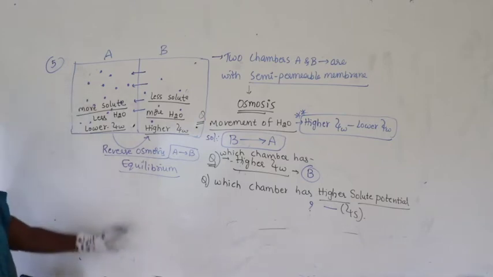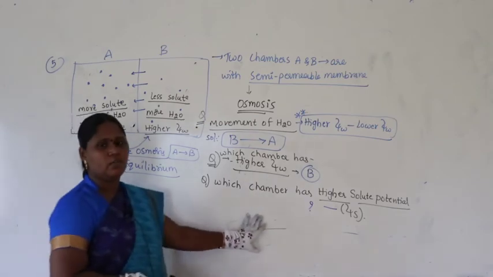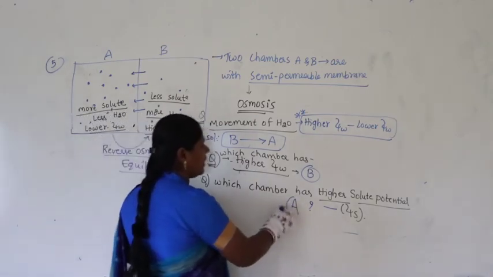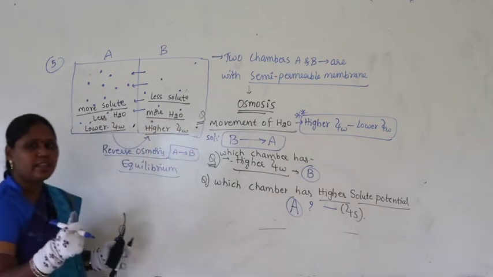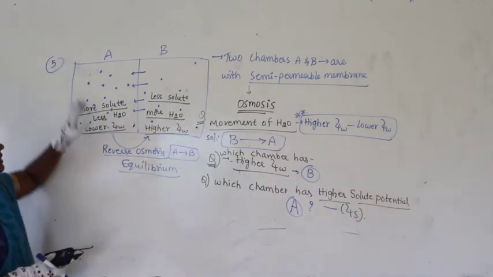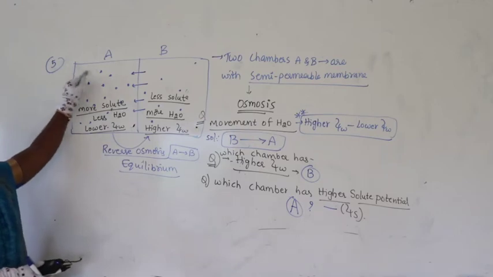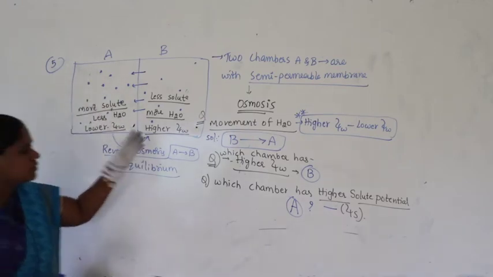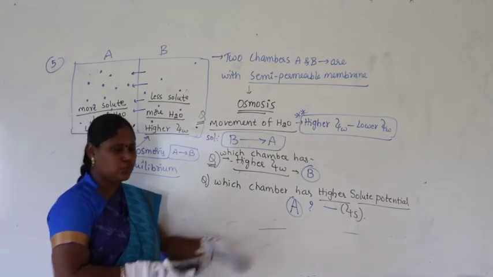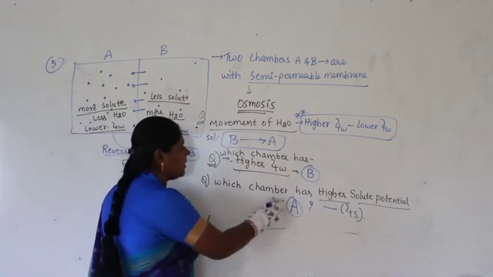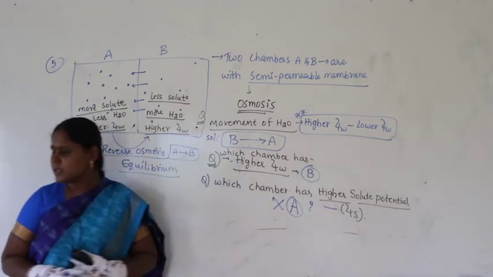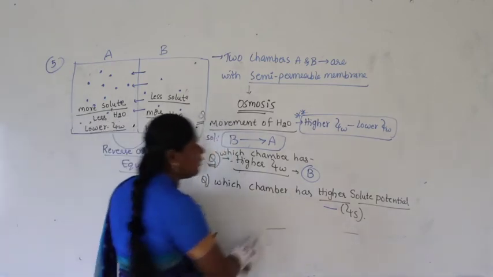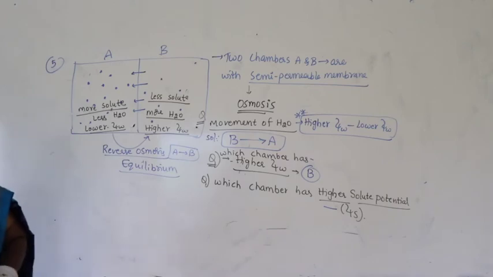Most of the people get confused here. Most of the people will write chamber A. If we ask why they have written chamber A, they think that chamber A has more solute molecules, so it will have more solute potential. So most of the people will be confused in this question. Most of them write A, but this is wrong. Why is this wrong? If you write chamber A, that is a wrong option and you lose marks.